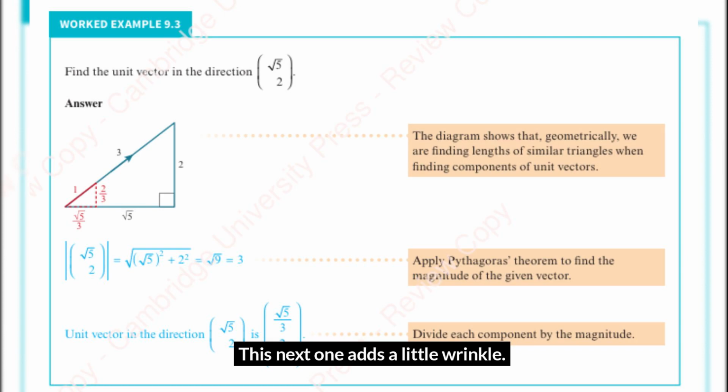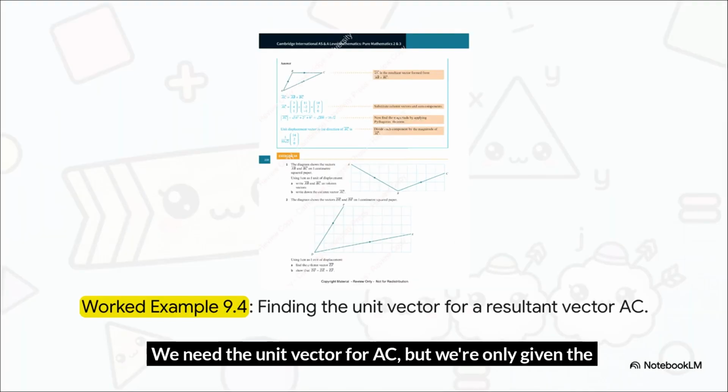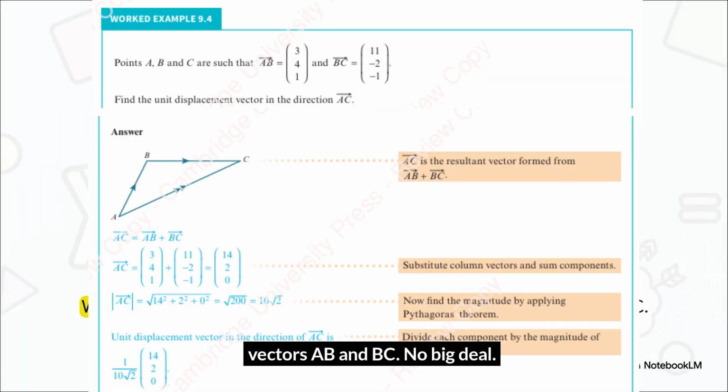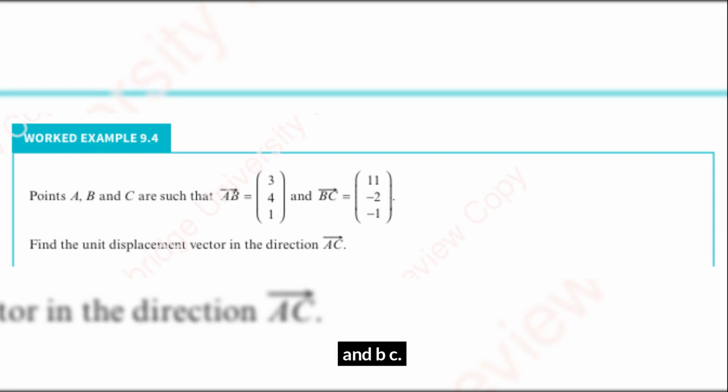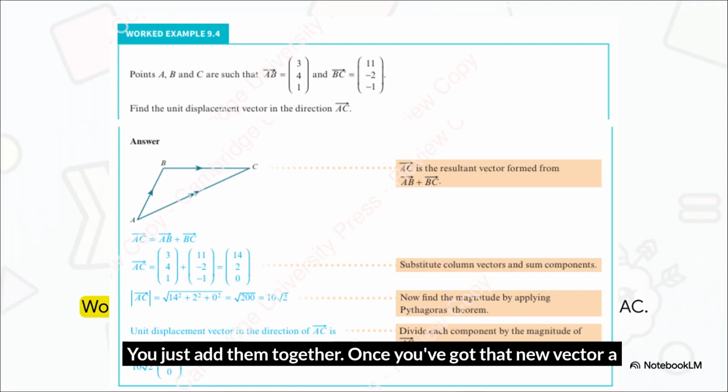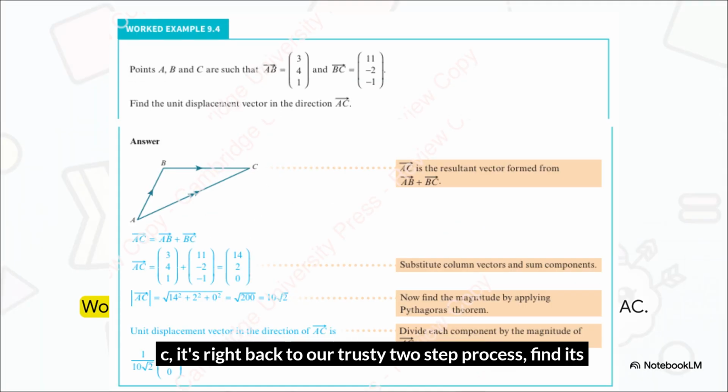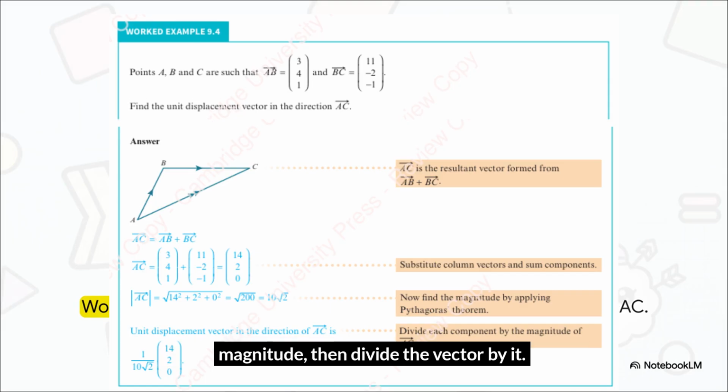This next one adds a little wrinkle. We need the unit vector for AC, but we're only given the vectors AB and BC. No big deal. First, we have to find the vector AC, which is just the sum of AB and BC. You just add them together. Once you've got that new vector AC, it's right back to our trusty two-step process. Find its magnitude, then divide the vector by it.